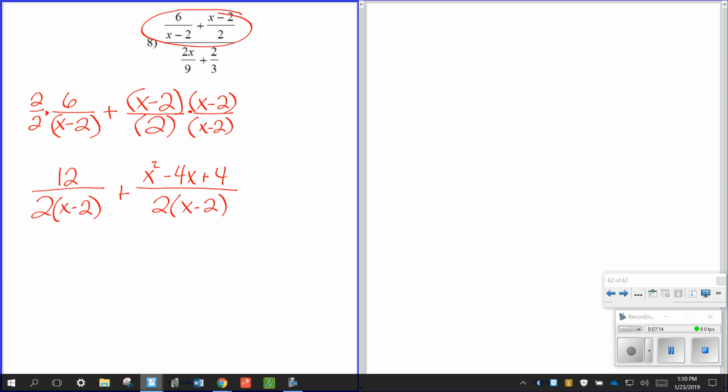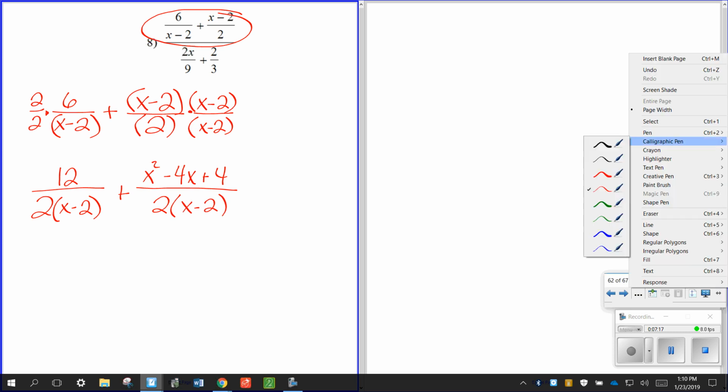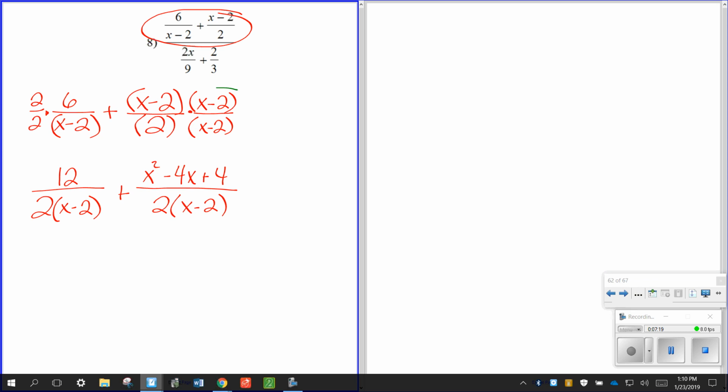Alright, let's do an aside over here about multiplying this out. If I want to multiply that out, I have to do x times x, that's x squared. And then x times negative 2, it's negative 2x. Then this x times this negative 2, and then this negative 2 also times negative 2, which is plus 4. And so that simplifies to x squared minus 4x plus 4. And so that's what goes right there.